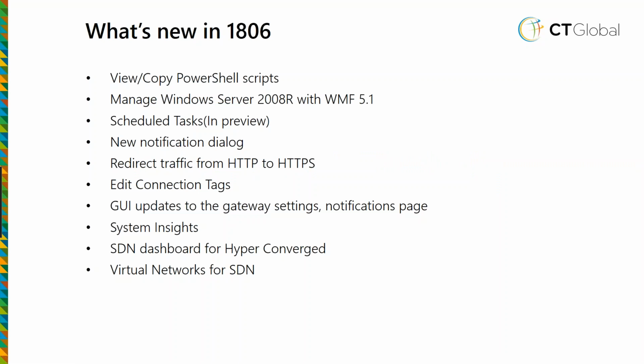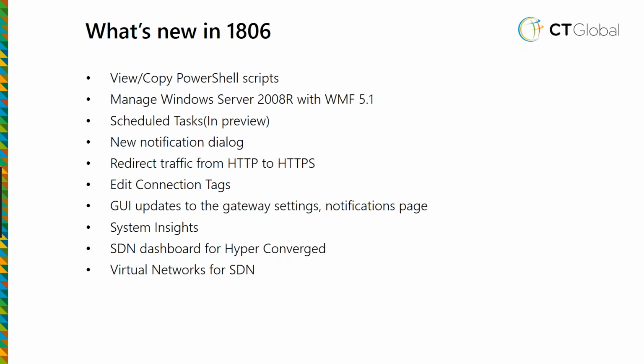We didn't talk about connection tags, but that's something you can set on the servers, and then you can search for the tags. Now you can edit these as well. And there are some GUI updates to the gateway settings and the notification pages. One thing we didn't talk about was in the settings for Windows Admin Center, you can actually set it up to connect to Azure AD to log in with your Azure AD credentials instead of your local domain credentials.